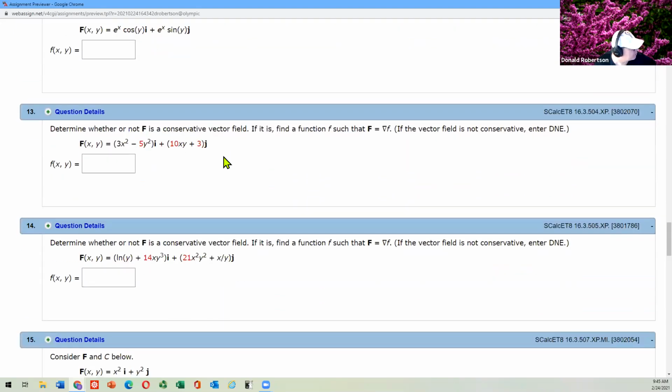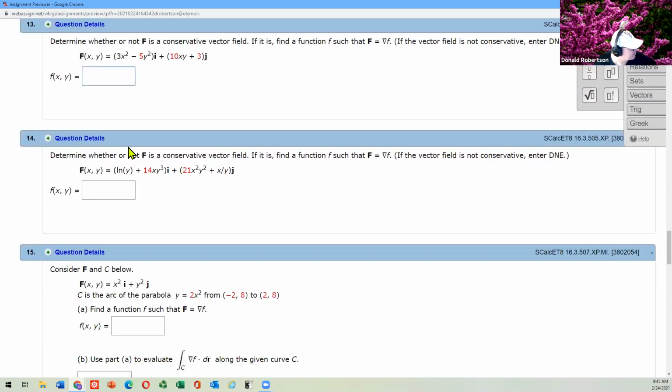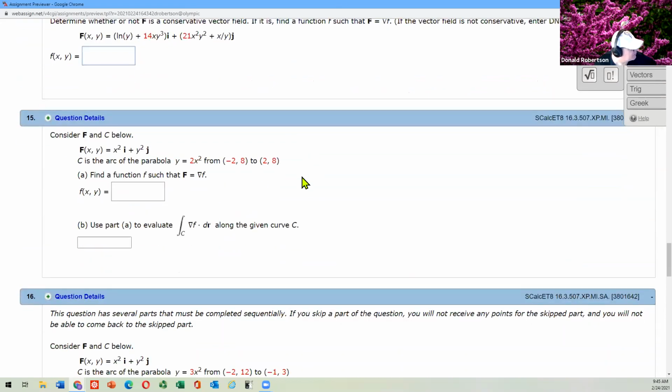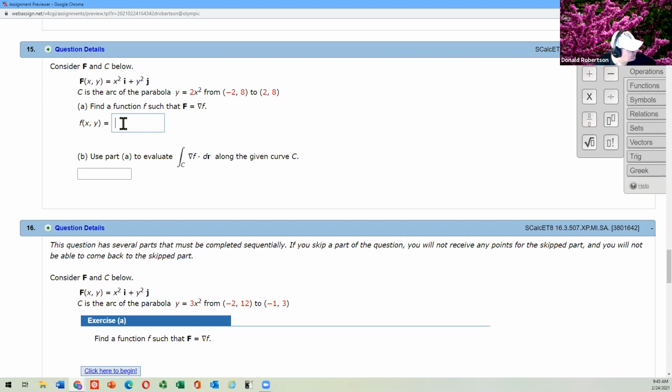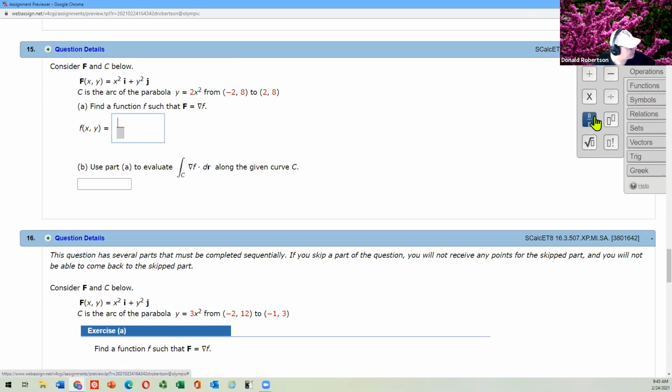Another one similar to that one. Another one similar to that one. And here we go. Here is your vector function. We are going to find its potential function. I actually know the answer to this, so I might as well put it in. I don't know where that 4 came from. My keyboard is miles away from the desk, so I have to stretch over.